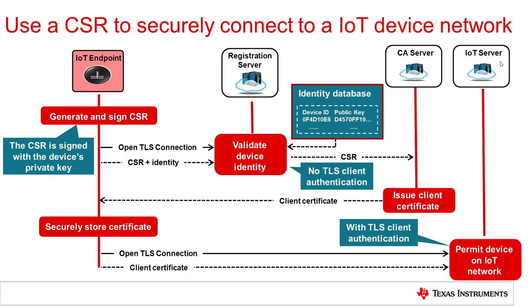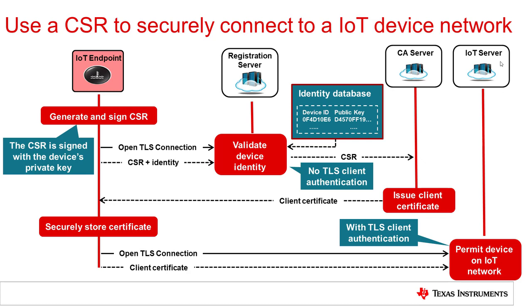The goal of the registration server is to validate the device's identity, and it does that by referring to the identity database we described in the previous slide. So you'll see here that the CSR comes in, the provisioning service will extract that identity from the CSR and the public key, and then compare it to the entry in the database. If there is a matching database entry that has the device ID with the same associated public key, it knows it's an authorized device, and at that point it can then pass the CSR onto the certificate authority server.